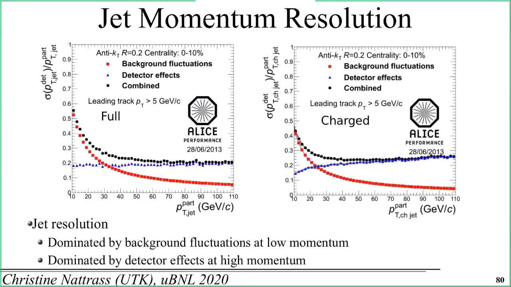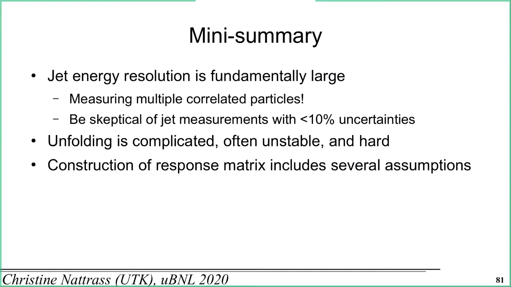So if you remember nothing else, jet energy resolution in a detector is fundamentally large because we're measuring multiple correlated particles, and that's just hard. That's just not what a particle detector is good at doing. I think you should be skeptical of jet measurements from anyone which have less than 10% uncertainties, and if that is the claim, then they need to talk about the method a lot and why they got uncertainties to cancel out.